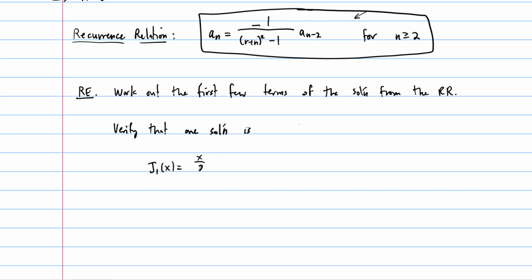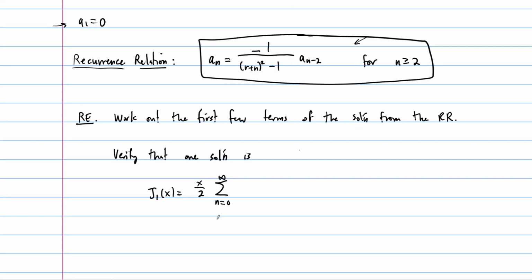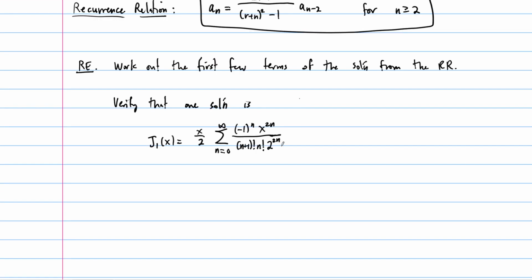So this is going to be x over 2 times the sum, n equals 0 to infinity. The x that's factored out tells you exactly which one you're looking for. Let me finish writing it, and then you'll see. It's negative 1 to the power n, so it's alternating, which is not a surprise, times x to the power 2n, that's the evens only. So this is the power series portion. And then it's all divided by (n plus 1) factorial times n factorial times 2 to the power 2n. So you can see that this is the even terms plus the factored-out x, so this is going to be r equals plus 1.